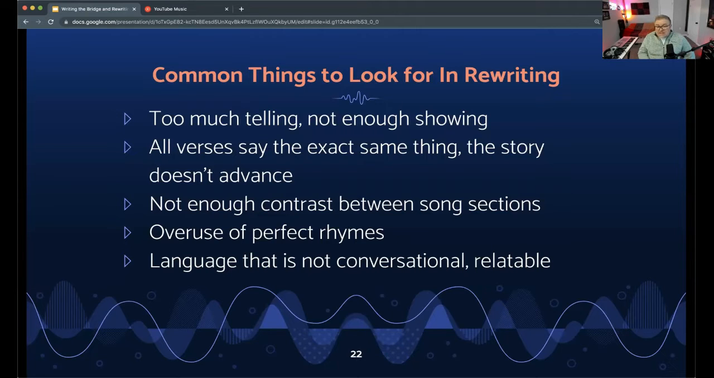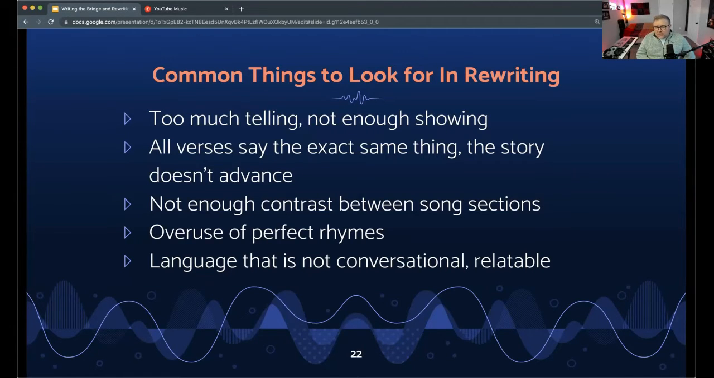Also, here's contrast again. Watch for contrast between song sections. If there's not enough contrast, you may want to rework some of the sections to add more contrast. Also, be careful not to overuse perfect rhyme. We've done workshops on rhyme types, so make sure that you are experimenting with different rhyme types, different rhyme schemes, all of those things.